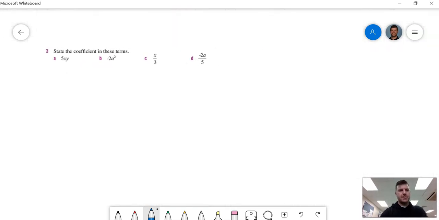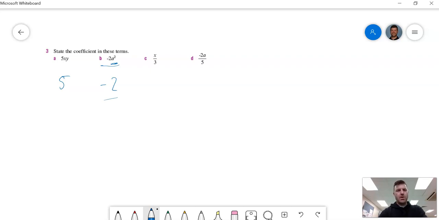It's asking about coefficient. So it says state the coefficient in these terms. So for question 3a, what is the coefficient of xy? Coefficient is 5. Okay, and to be more specific, it's positive 5. Coefficient for question 3b, minus 2a squared. What's the coefficient of a squared? Coefficient is minus 2. We are multiplying a squared by minus 2.